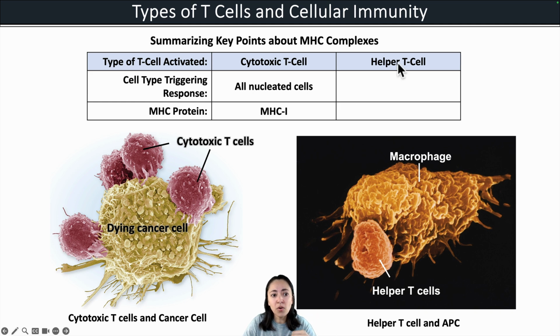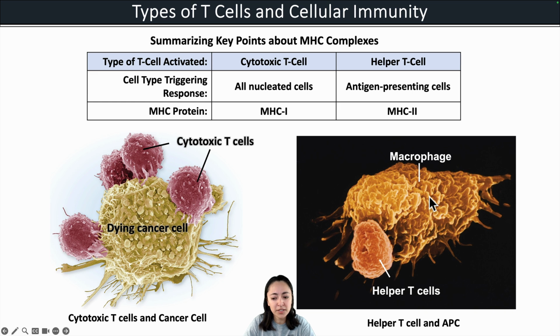Helper T cells are only going to respond to antigen-presenting cells, and these have MHC2 complexes on their surface. Here you can see some cytotoxic T cells killing a cancer cell. And here you see a helper T cell binding to the surface of a macrophage. Macrophages are antigen-presenting cells.